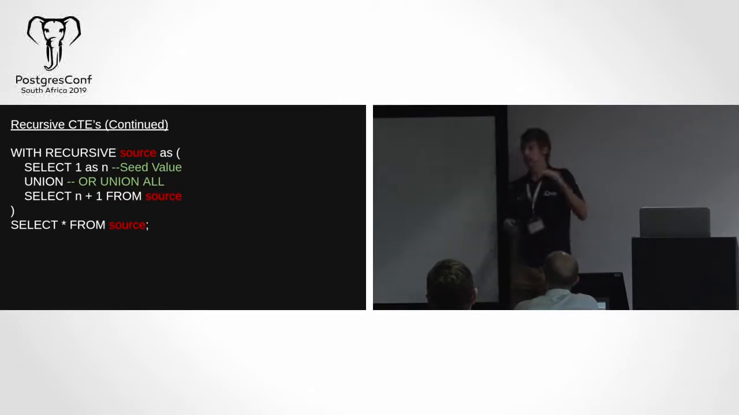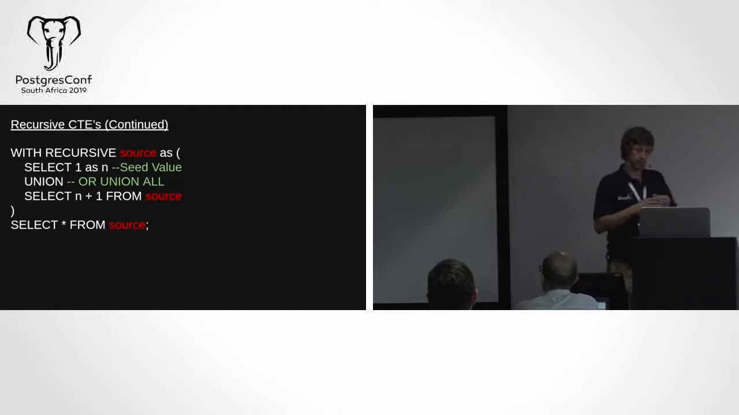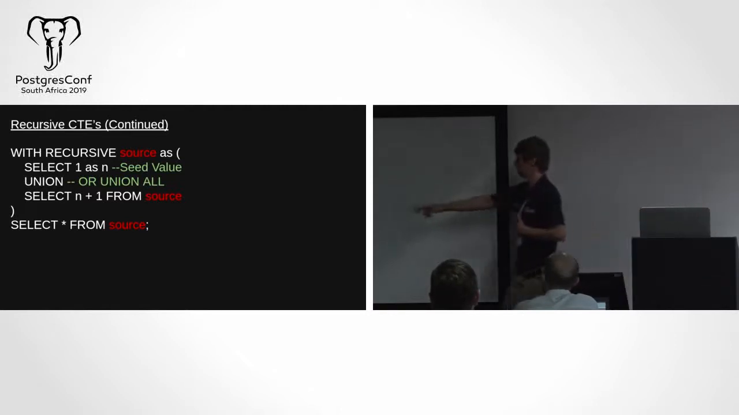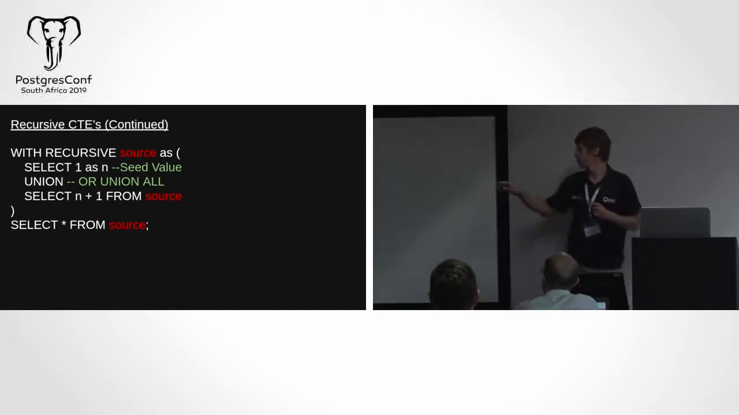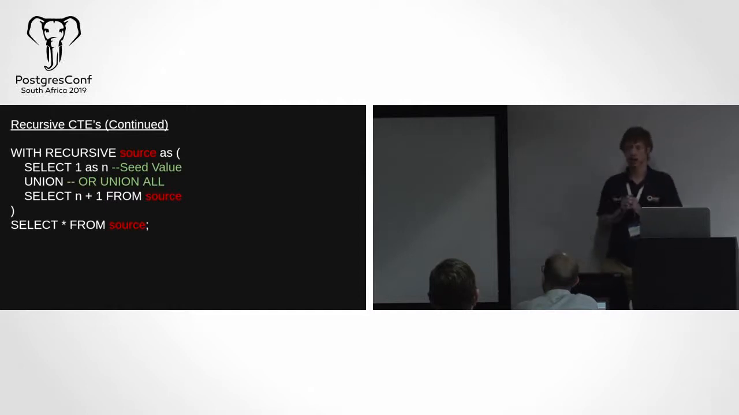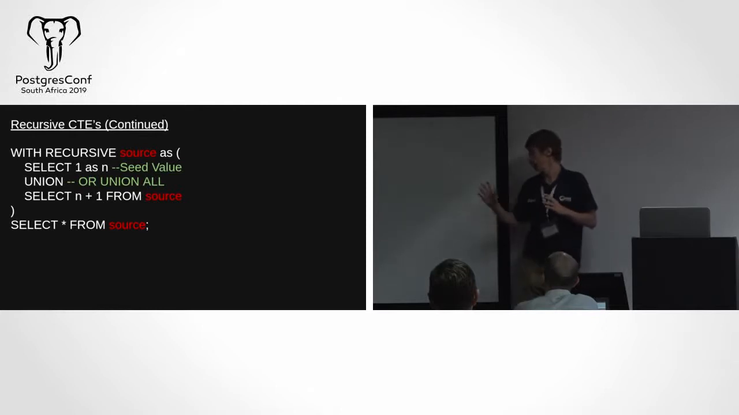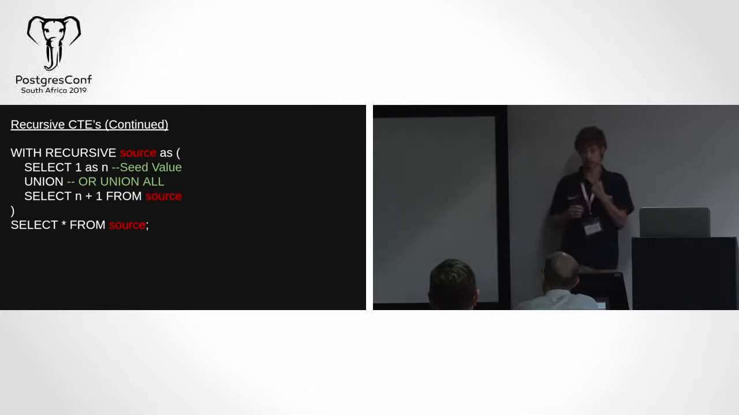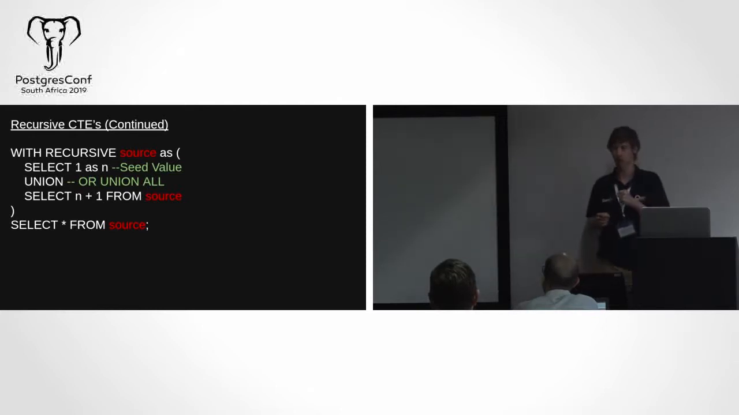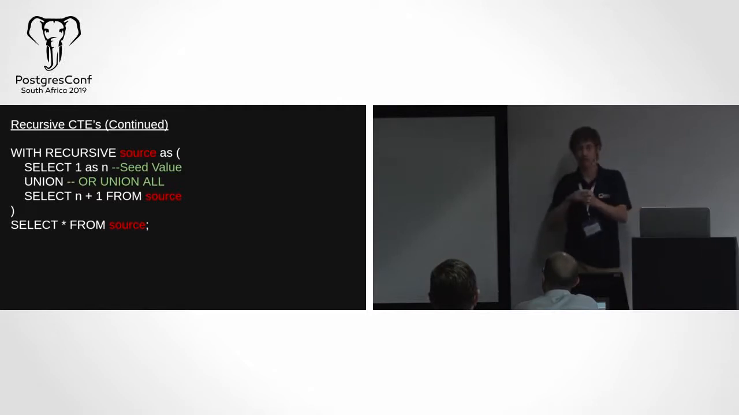That one will be taken and it will become the next value for this recursive source. Because I say from source, the one will be the first one for that. So it will say n plus one from source, and that n it gets from source is one. Then next time it gets there, source is two, because when the recursive function finishes, it takes the result and puts it back into source. So it will be one, then two, then three.